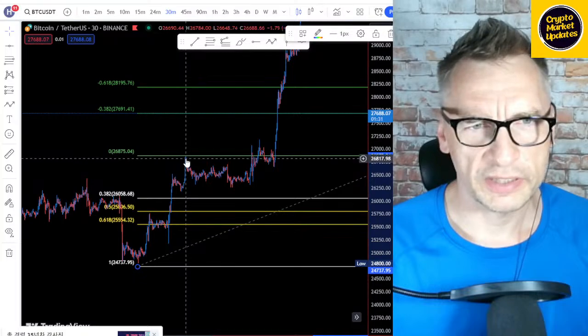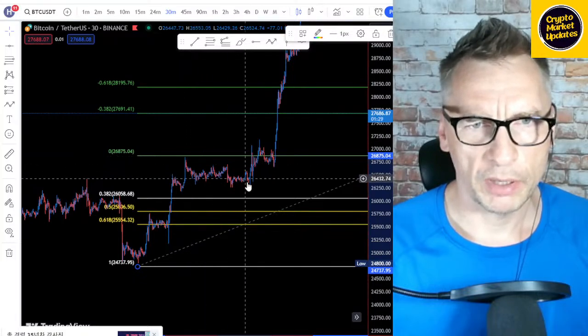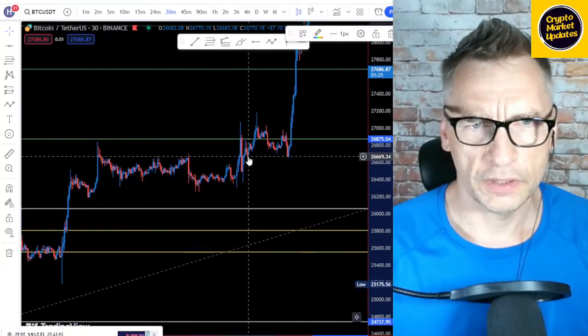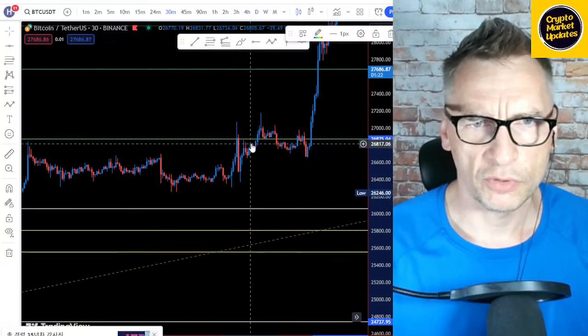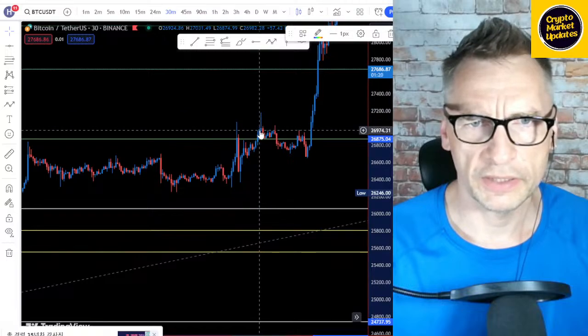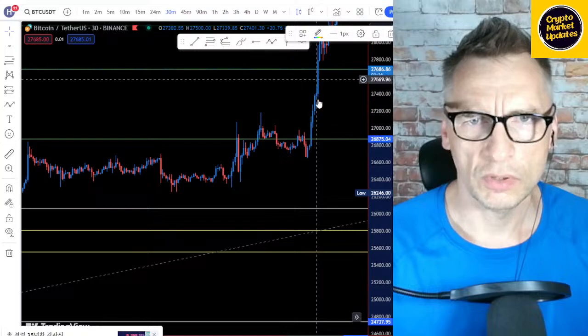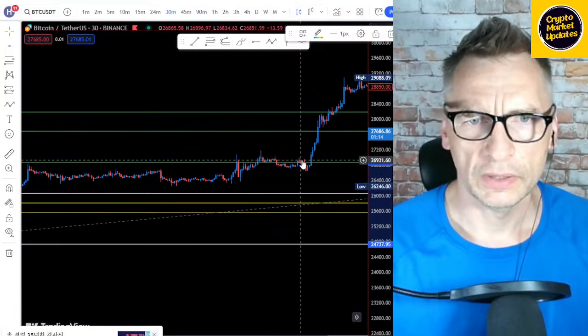So here is Bitcoin testing the line. It didn't break above it. Here it tested, broke above, but then broke below. Here it closed above, and so the idea would be to enter a trade right here. And despite the fact that it broke below, it did go above the trend line.